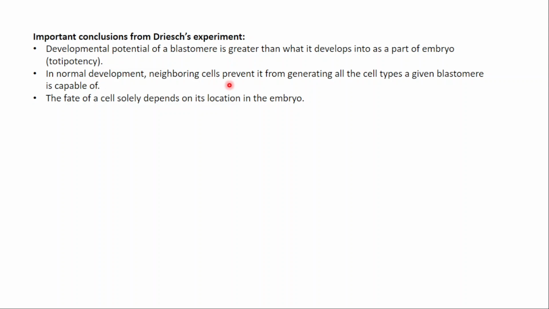In normal development, neighboring cells prevent it from generating all the cell types a given blastomere is capable of. Here we see that when we have all the four together, we do not produce four organisms because the neighboring cells prevent it from generating the cell types a given blastomere is capable of. And the fate of a cell solely depends on its location in the embryo. So wherever it is located, the fate is autonomously certified and it can form the same cell fate irrespective of its position. That's why only the last statement, that the fate of cell is not dependent on the location of the embryo, is false, and all other statements are true.